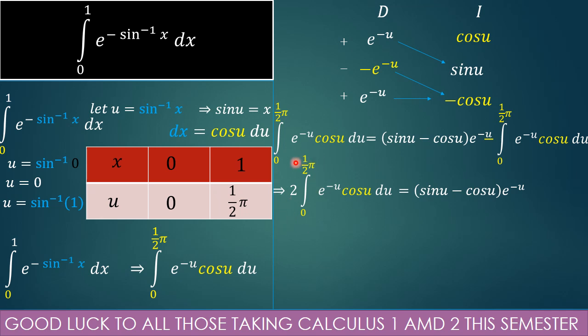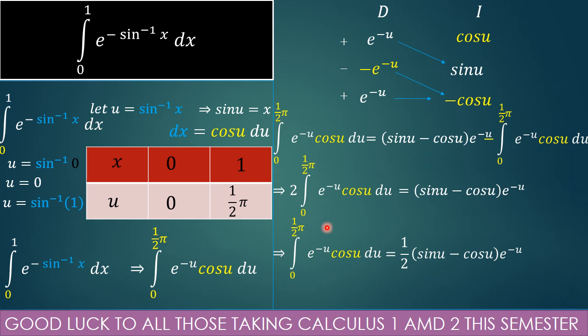So friends, keep in mind that we have to evaluate the integral from 0 to that. Okay, not 2 times the result, not 2. So we have to isolate the 2 by simply dividing all through by 2, so that we have the integral going from 0 to a half pi of e raised to the power negative u cosine of u du, which is therefore equal to half of this function here.